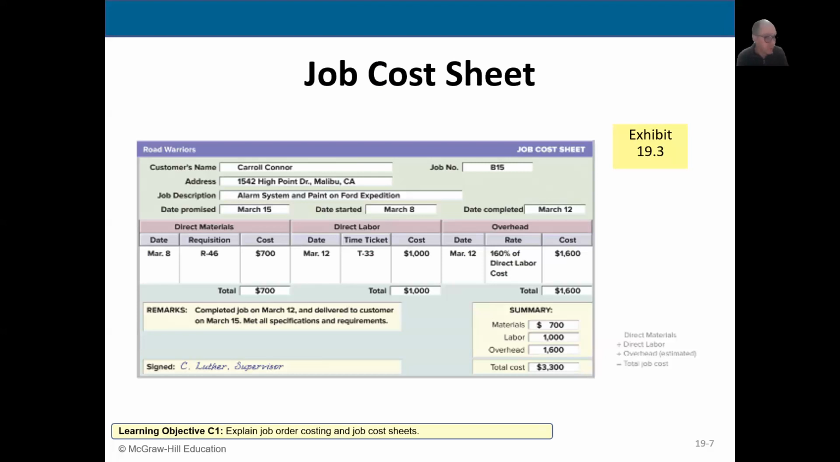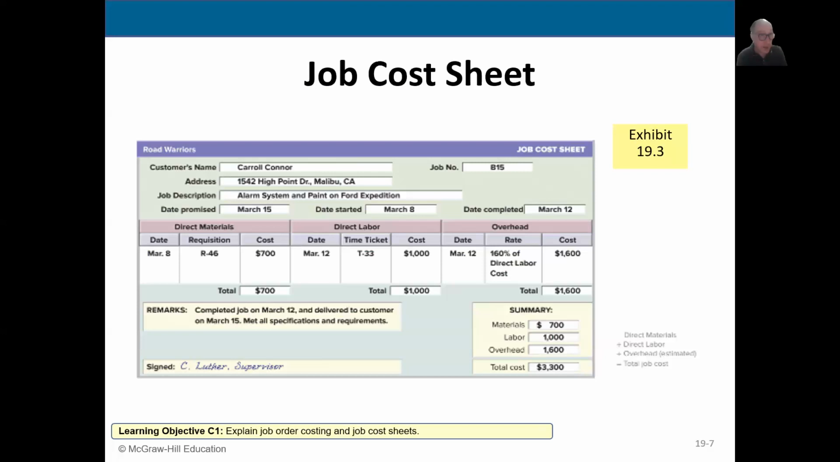Under direct materials, we have a listing of all the materials used for this particular job. In this example, we are making an alarm system for a specific vehicle. That's custom. So the direct materials used are components for an alarm system, total $700 for the materials. I requisition them from my warehouse using a requisition form. That's what R46 is. Cost is $700.